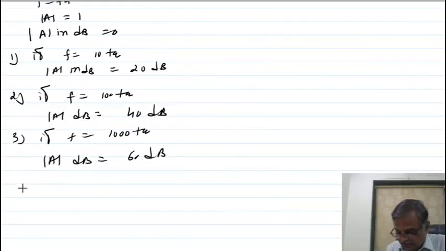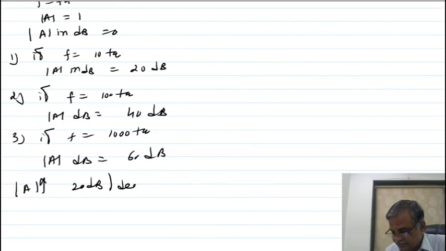This indicates that gain increases by 20 dB per decade. If the input frequency is increased by 10 times of Fa, then your gain increases by 20 dB. This indicates that at higher frequency, gain becomes very large and the circuit becomes unstable. So this is one problem of the basic differentiator circuit.